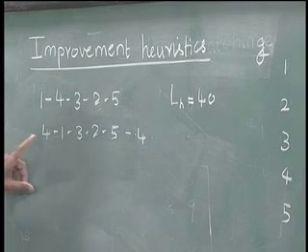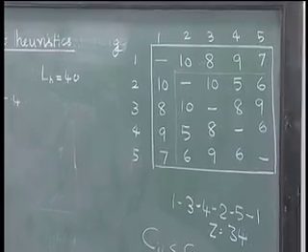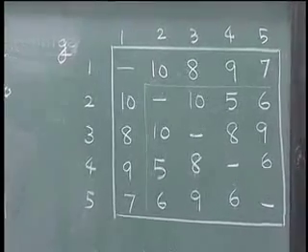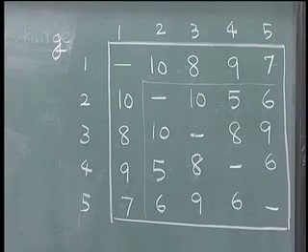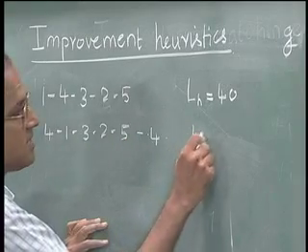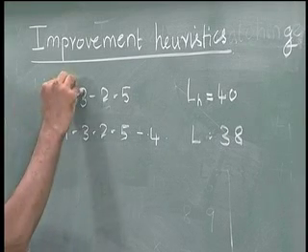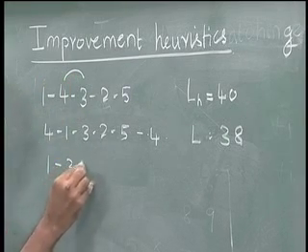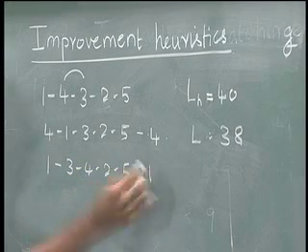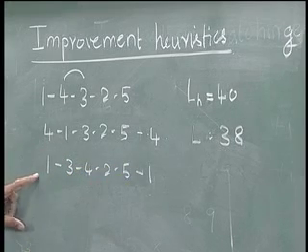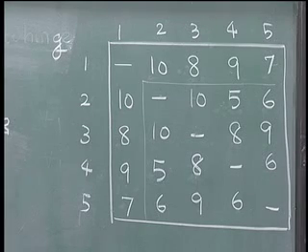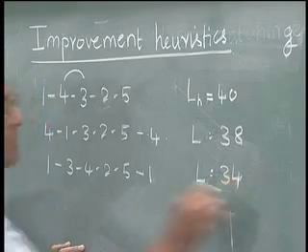Now, this will give me a length: 4 to 1 is 9, 1 to 3 is 8, 17, 3 to 2 is 10, 27, 2 to 5 is 5, 32, plus 5 to 4 which is 6. So, this gives L equal to 38. I can do another adjacent pair with this. So, I try 1 3 4 2 5 and 1. So, 1 3 is 8, 3 4 is 8, 16, 4 2 is 5, 21, 2 5 is 6, 27, 5 1 is 7, L equal to 34.